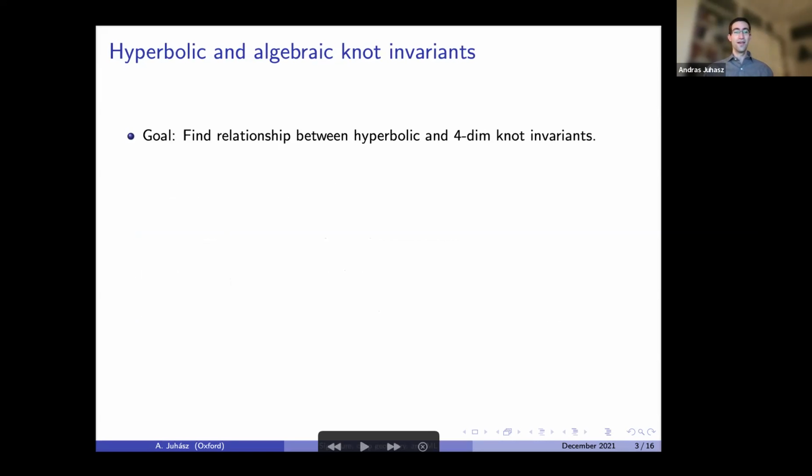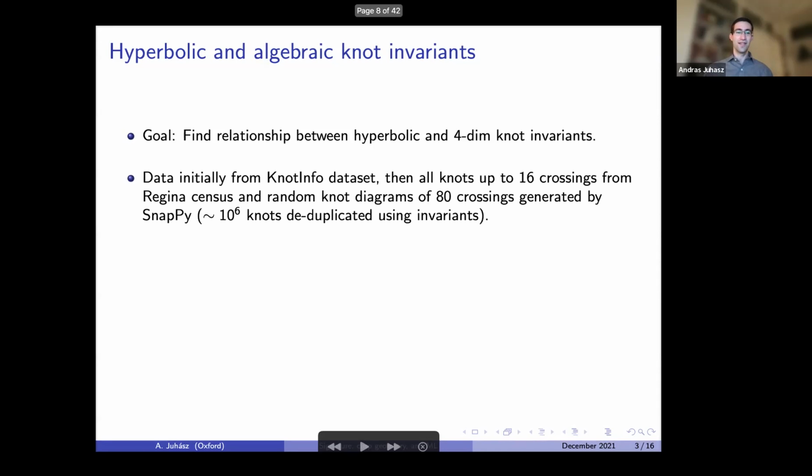So our goal when we started out was to find some relationship between the hyperbolic and, say, four-dimensional knot invariants, where by four-dimensional knot invariants we looked at things like signature and various Heegaard Floer invariants like tau, nu, epsilon, and then maybe the Khovanov s invariant. And we found various relationships, but somehow the strongest signal was between the cusp shape and the signature. And signature is, of course, the easiest to compute of all these invariants.